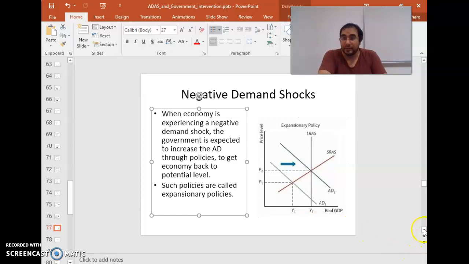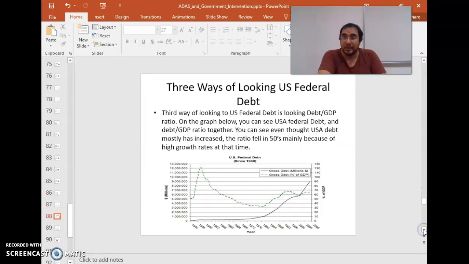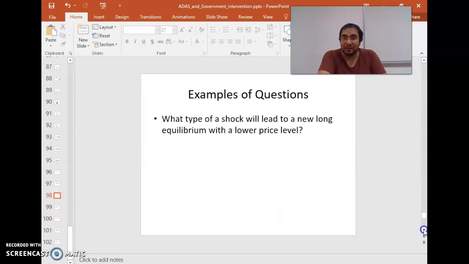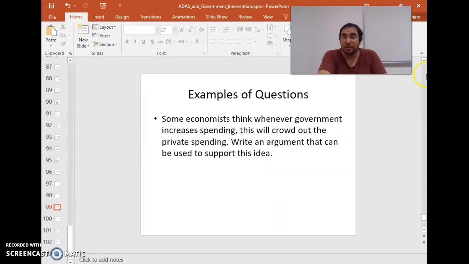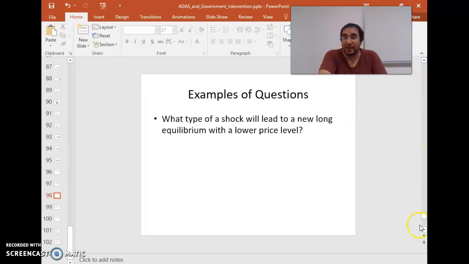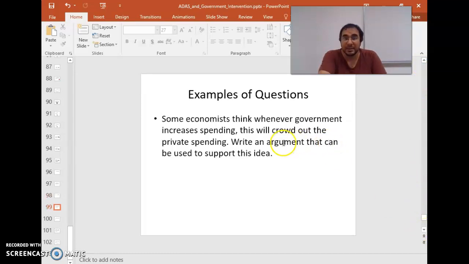So, this is question 3, I believe. Some economists think that when governments increase spending, this will crowd out private spending. Write an argument that can support this idea. If the government increases spending, this will initially increase the output level, which will increase the interest rate, and that increase in interest rate can feed back to decrease the investment level. Well, the increase in government spending might crowd out the investment spending.